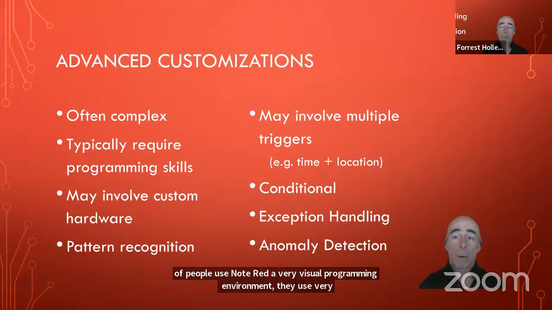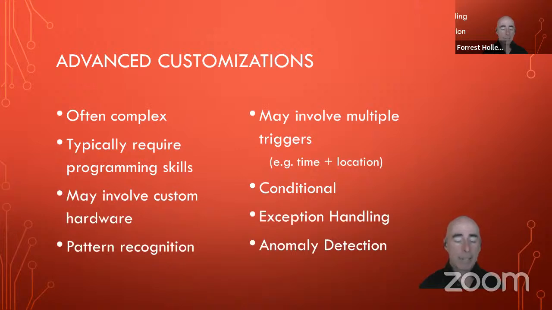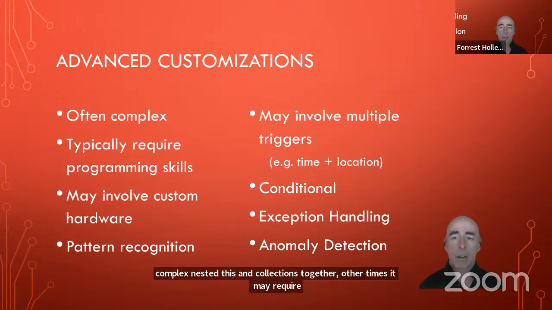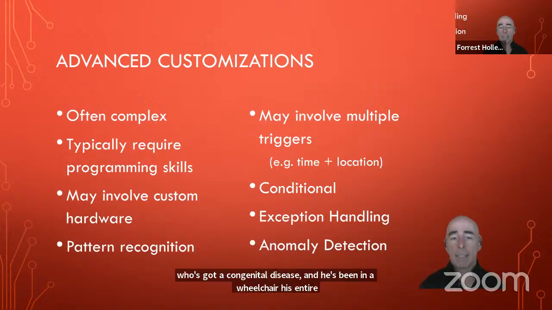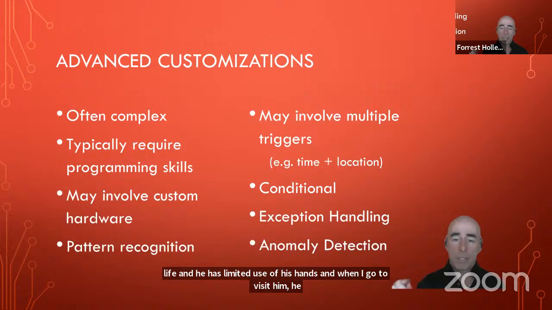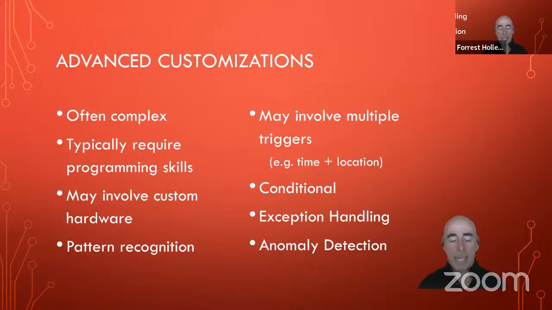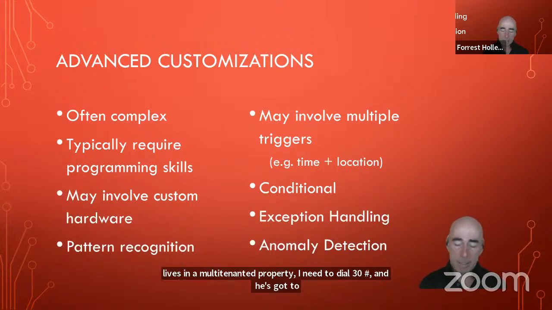Oftentimes it may require some advanced hardware or custom hardware. So I'll give you an example. I've got a client of mine who's got arthrogryposis. It's a congenital disease, and he's been in a wheelchair his entire life. And he has limited use of his hands. When I go to visit him, he lives in a multi-tenanted property. I have to dial 309#, and his phone rings. He's got to rush over to a phone if it's not with him. He's got to pick it up, answer it, find out it's me, and then press the number 6 key on his keyboard to let the front door know to let me in.